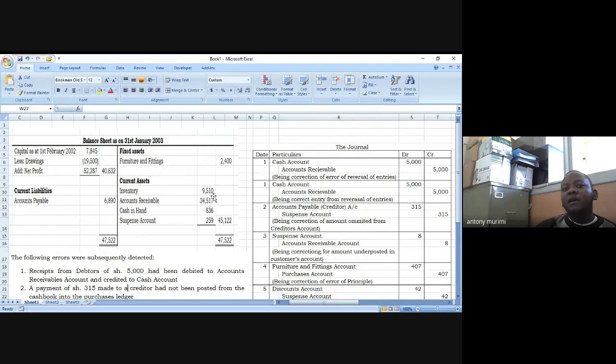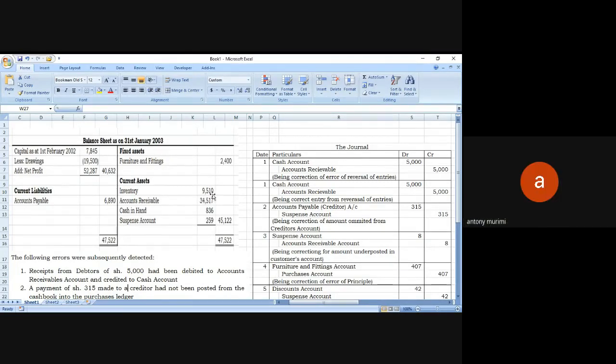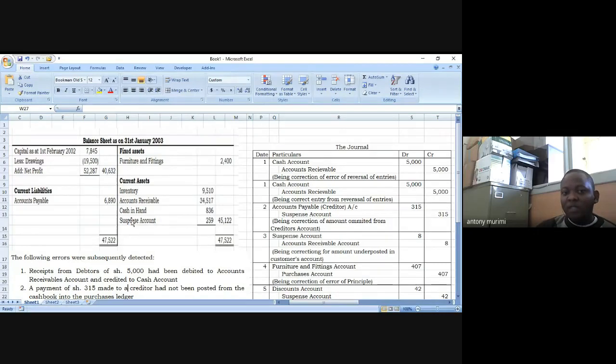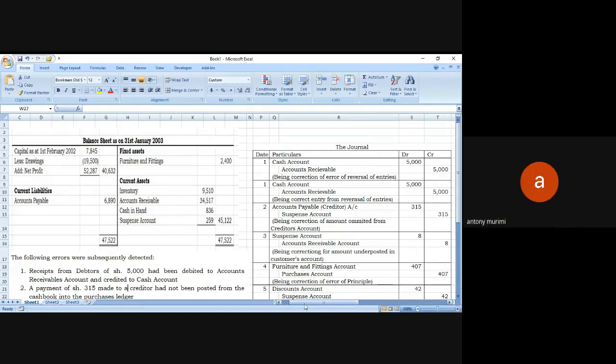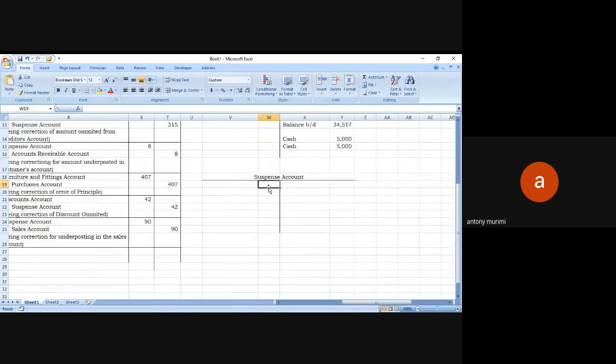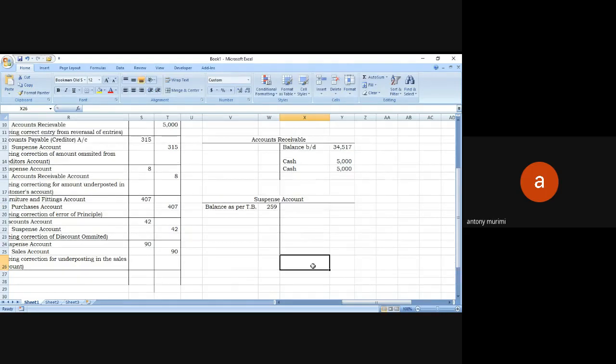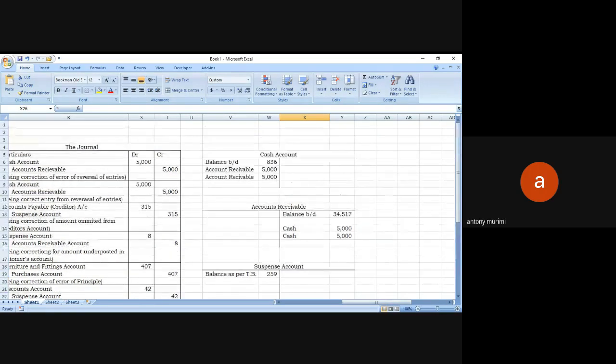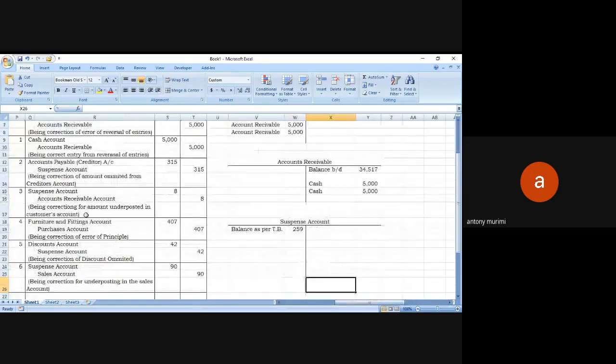Current assets fall under the debit side of the trial balance, which means that the debit side of this trial balance was less. As such, we shall debit 259 in the suspense account. So therefore, debit 259. And in the description, we say balance as per the trial balance. So we debit that. So still we are under error number 3.